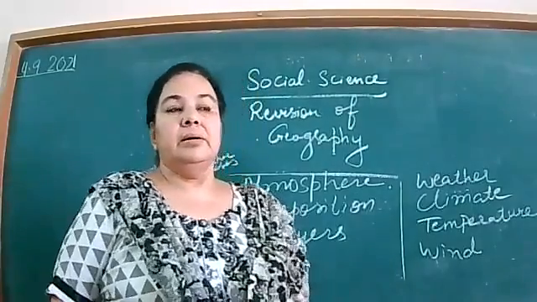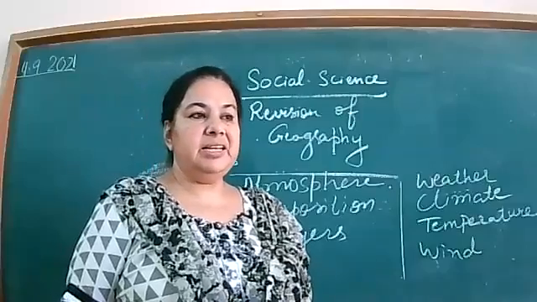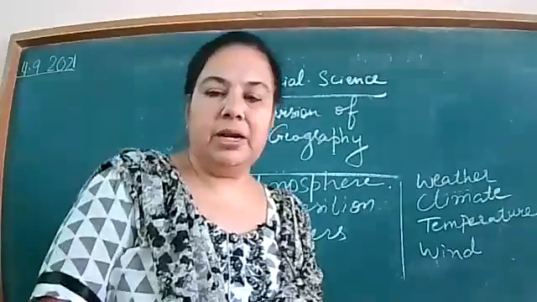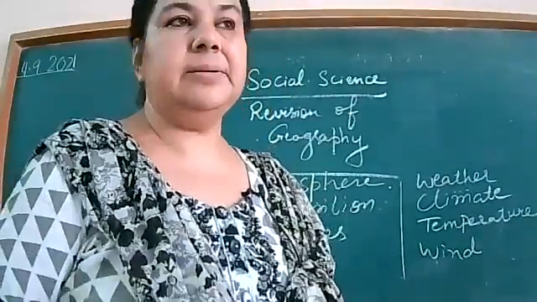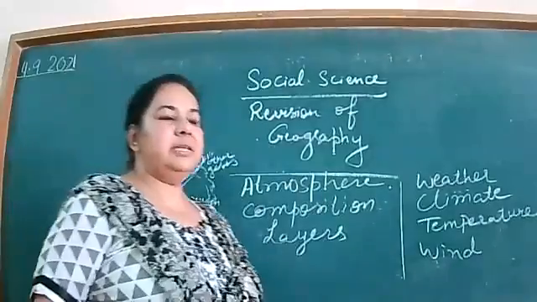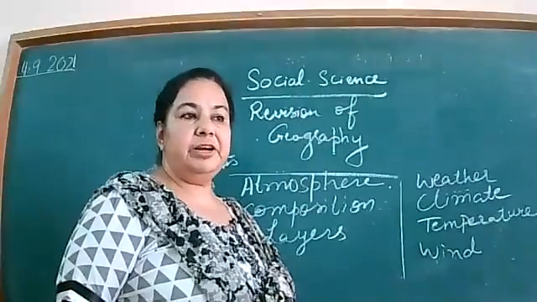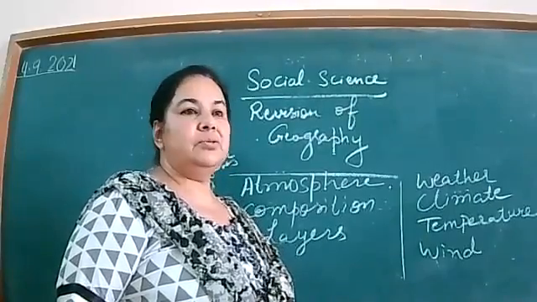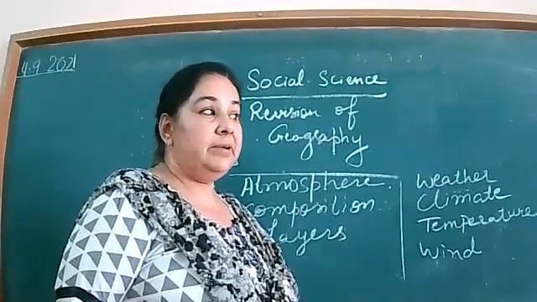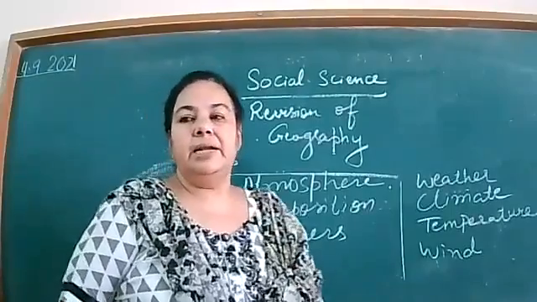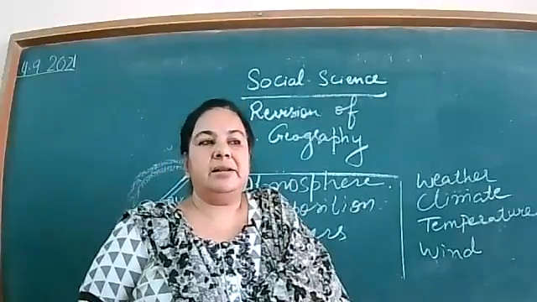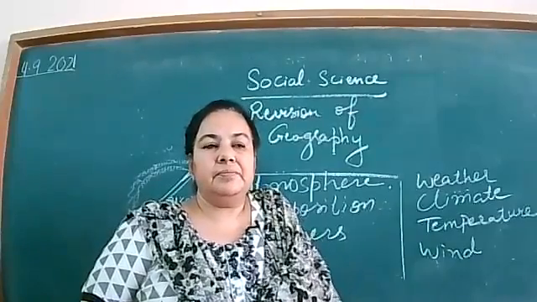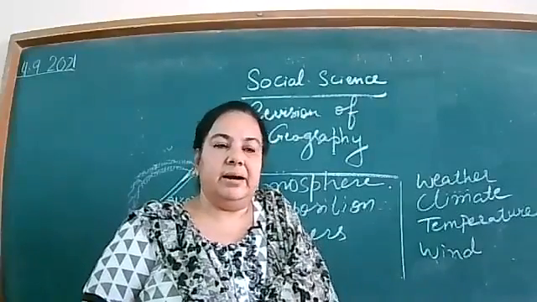Clouds are formed, and when these clouds strike the mountains, heavy rainfall occurs on which side? Windward side. And there is no rainfall towards the leeward side. And what is the leeward side called? That is known as rain shadow area.